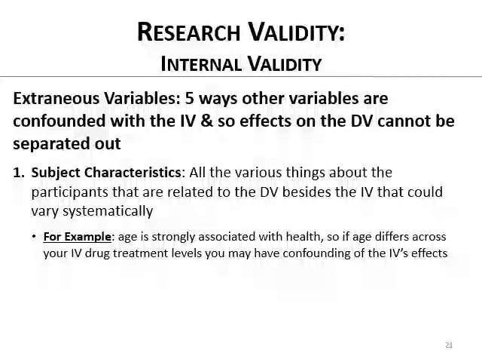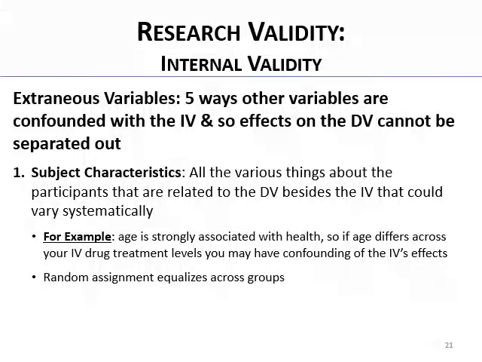So we know, for example, that age is strongly associated with health, especially in the work that I do in epidemiology. So if, even though I randomly assign participants to different drug treatment levels, I get an average difference in age, that is a subject characteristic, I could have age confounding effects on my dependent variable, even if I randomly assigned and did a good experimental design, because I have differences in subject characteristics. So again, the goal is to use random assignment to try to equalize this, but it doesn't always work.